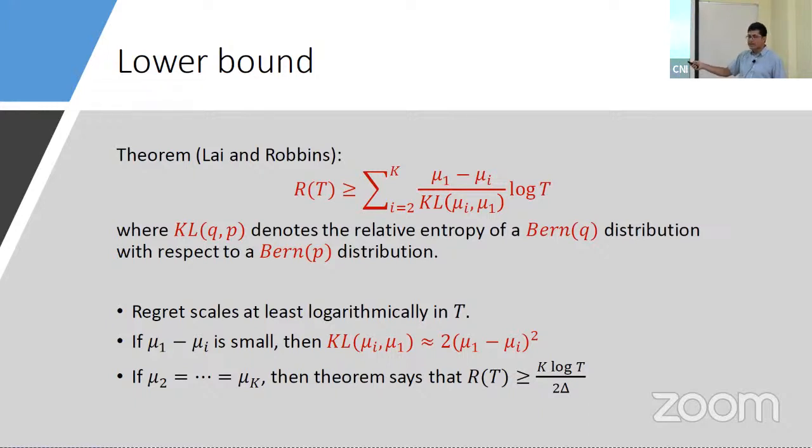And okay, if all these gaps were identical, delta. Also, if the gap is small, then Pinsker's inequality says that your KL divergence is bounded in one direction. It's bigger or equal, I think, to this thing. And in fact, if the gap is small, there's an approximate equality in this inequality.